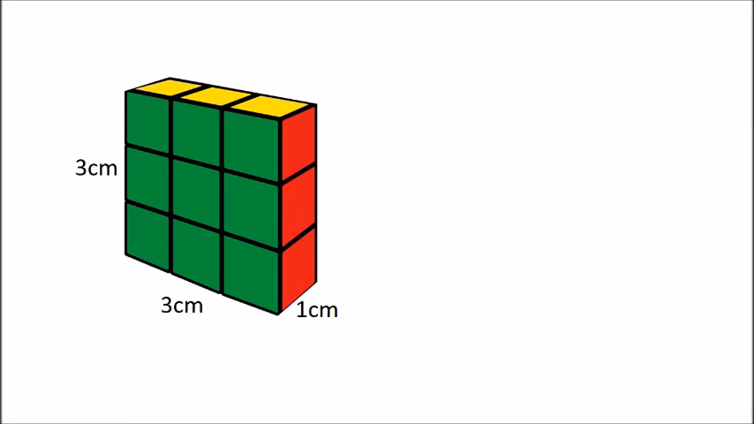Well, I can do 3 times by 3 because I know that this square on the end here is 9. So it's 3 times 3 makes 9. And I have one lot of this 3 times 3, right? So I have one lot of 3 times 3. So to work out the volume of this shape, I would do 3 times 3 times by 1.